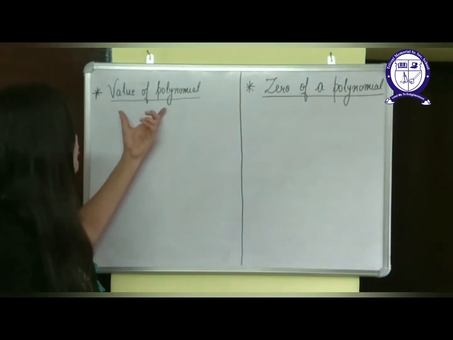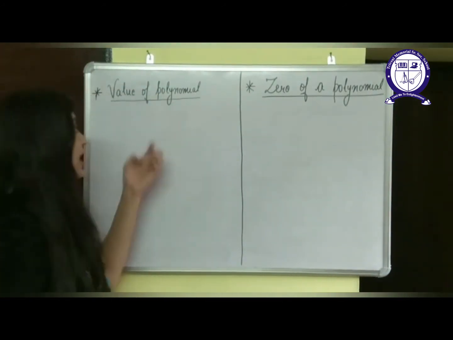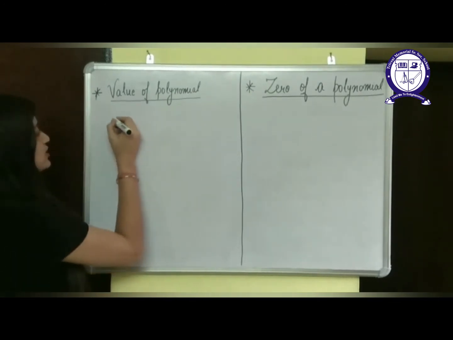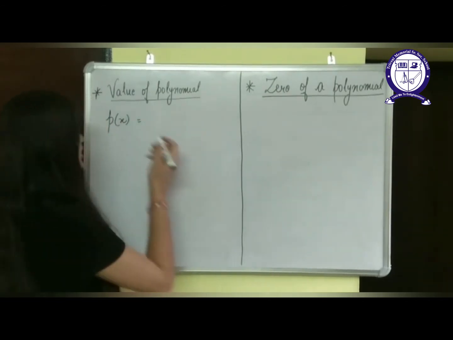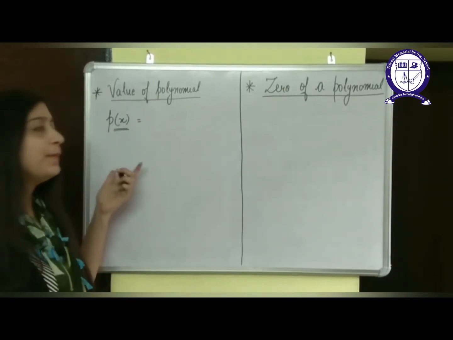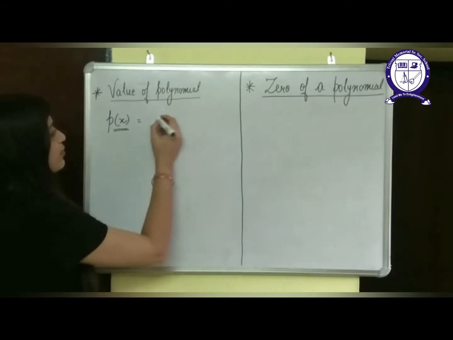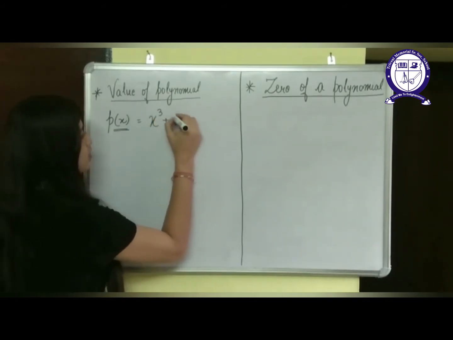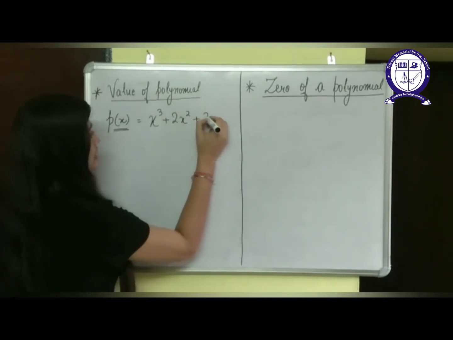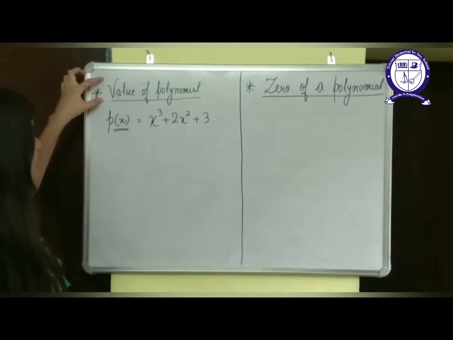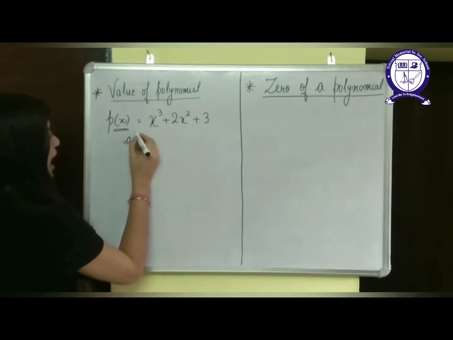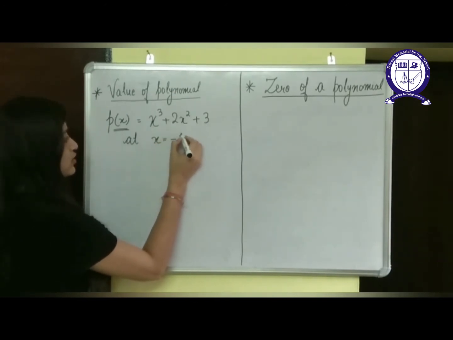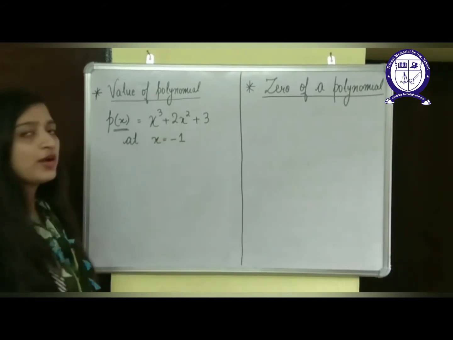The first one is the value of a polynomial. In this type of question, we are given a polynomial. Suppose we are given a polynomial p(x). This is how we denote a polynomial. It can be f(x), a(x), anything, but in general form we write it as p(x). Now suppose we are given a polynomial x cube plus 2x square plus 3. Now we are given the question: find the value of the polynomial at x equals minus 1. Okay. Now this is my question.